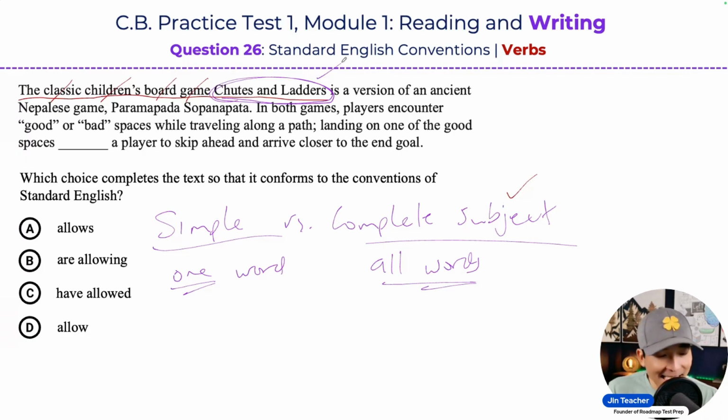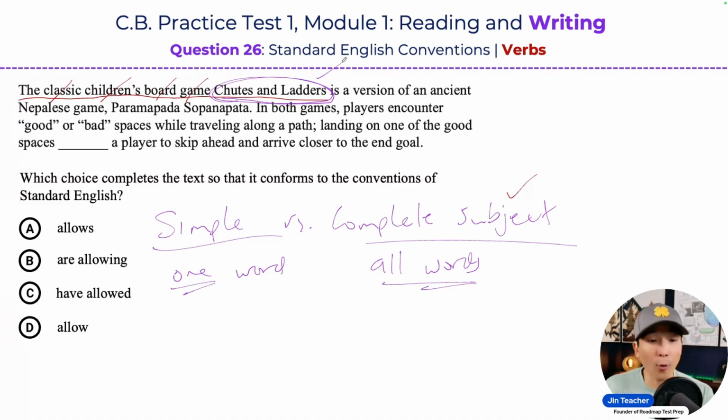Now, the SAT is going to make your life more challenging by making it harder to identify or find these simple subjects. The SAT is going to include a lot of extra unnecessary words to make your complete subjects longer, to make it harder for you to identify the simple subject.